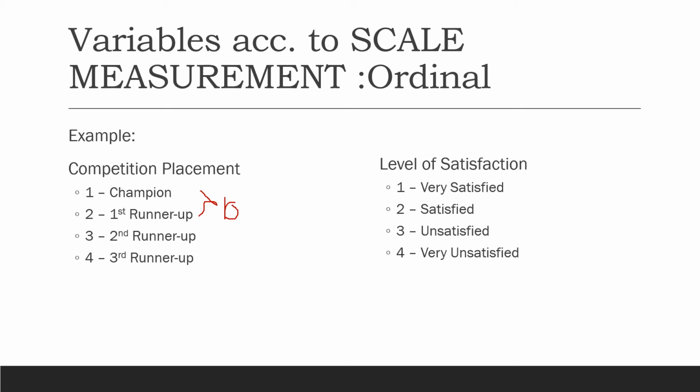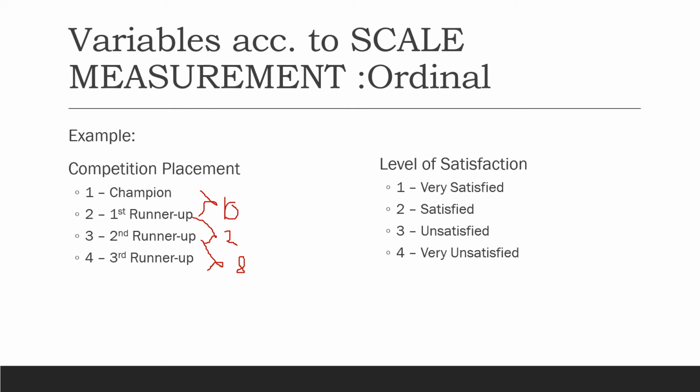But sa first runner-up at second runner-up, pwedeng ang difference lang nila ay 2 points. At si second runner-up at third runner-up, pwedeng difference nila ay 8 points. Okay? So, pwedeng magkakaiba ang kanilang mga difference, but nakategorize po siya as champion, first runner-up, second runner-up, and third runner-up. Okay? Now, we have your level of satisfaction.